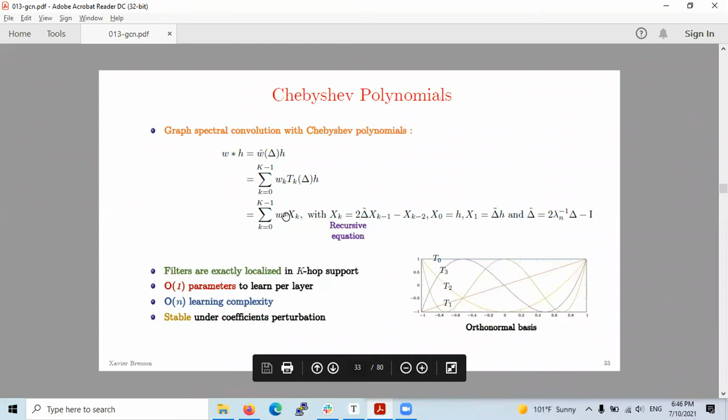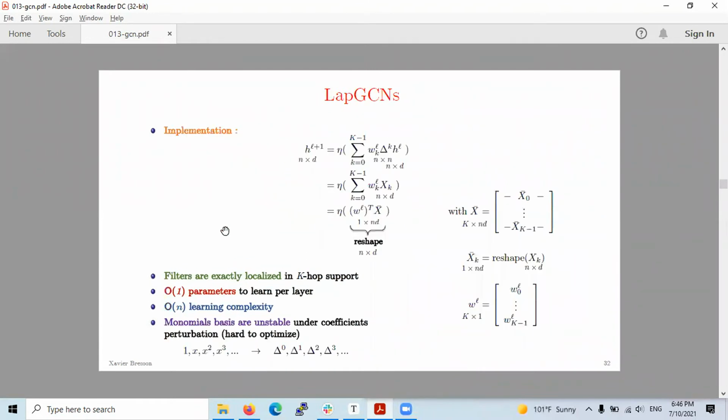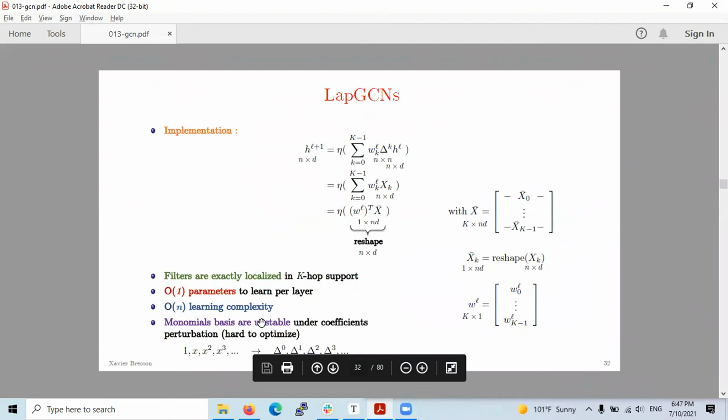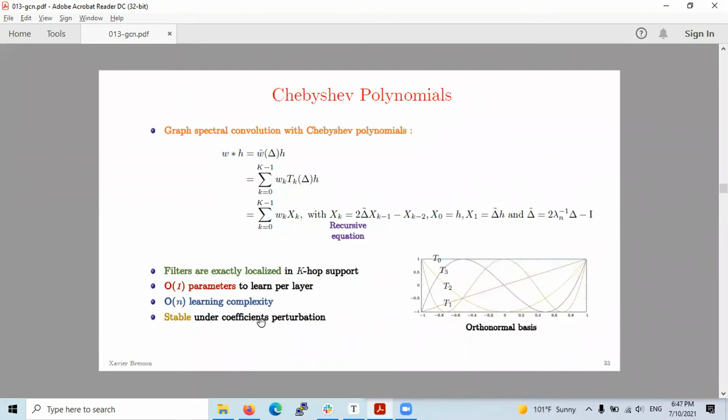So the professor says that because this is a polynomial, probably because here it was a monomial, now because this is a polynomial, it could be stable under coefficient perturbation. I mean, I don't really know the reason why, but this is what the difference over here is.